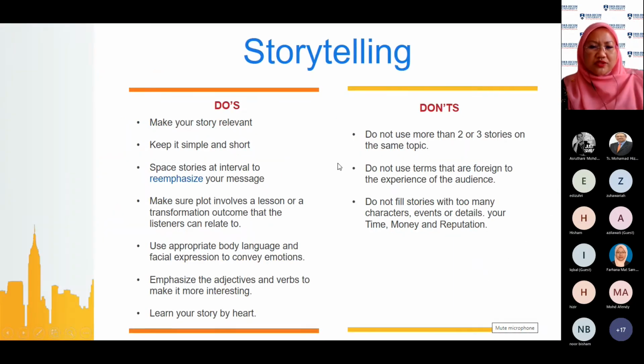Now, these are the do's and the don'ts. When you make your presentation, of course, you are in front of your audience. It doesn't matter if the audience is just 10 or 20 or 1,000 or 100. The most important thing is how you want to deliver your story and how you want to relate the story to your content. So make sure it is relevant to what you are selling or what you are servicing or what you are producing.